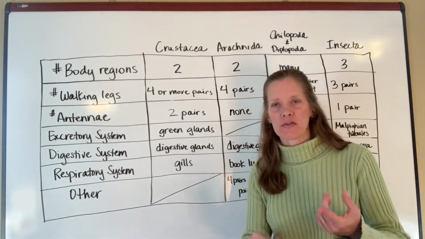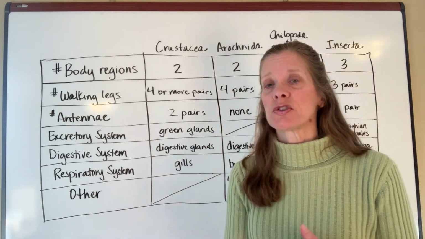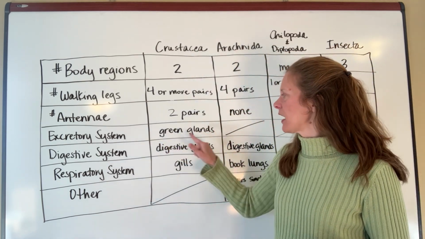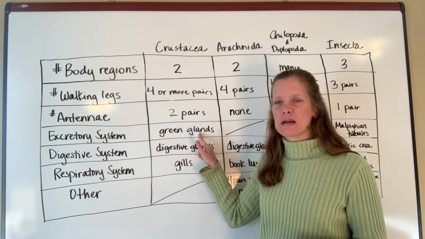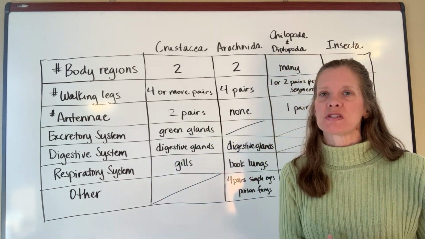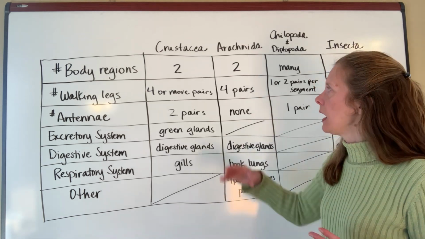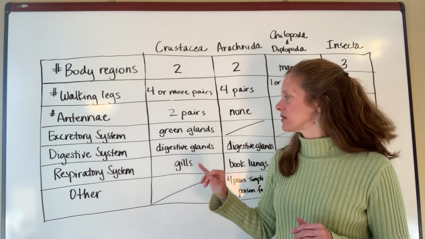2 pairs of antennae. You'll recall that you saw both the antenna and the antennules. They're used for basically the same functions. Their excretory system is made up of green glands. Our excretory system, of course, is going to have kidneys to get the poisons and toxins out of our blood, but with the crustaceans, they're going to have green glands for that.